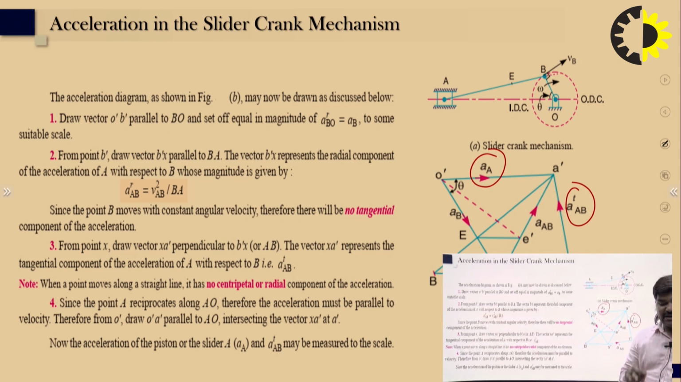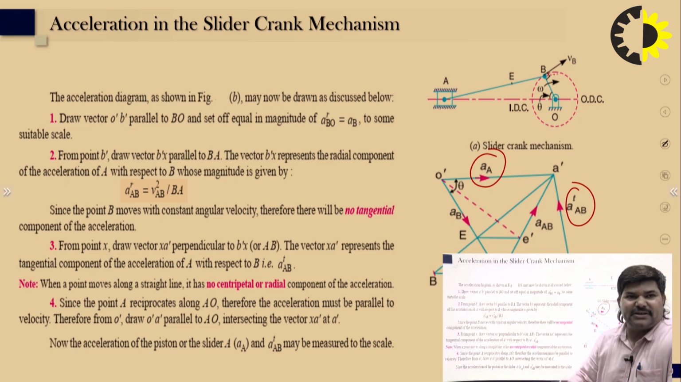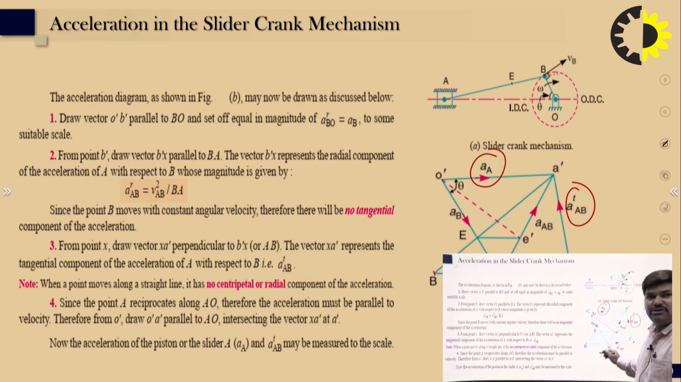In summary, we can say take some suitable point O dash. From O dash to B dash, draw the radial component. Then from B dash to X dash is the radial acceleration of this link AB. After that, from X to A dash is the tangential acceleration, perpendicular to link AB. After that we have come to the point A dash.